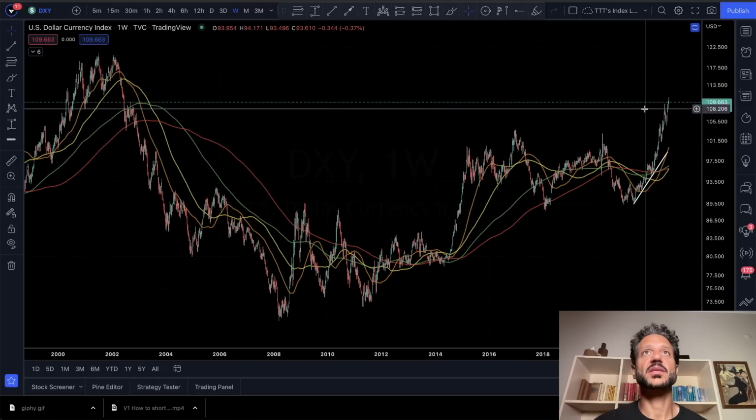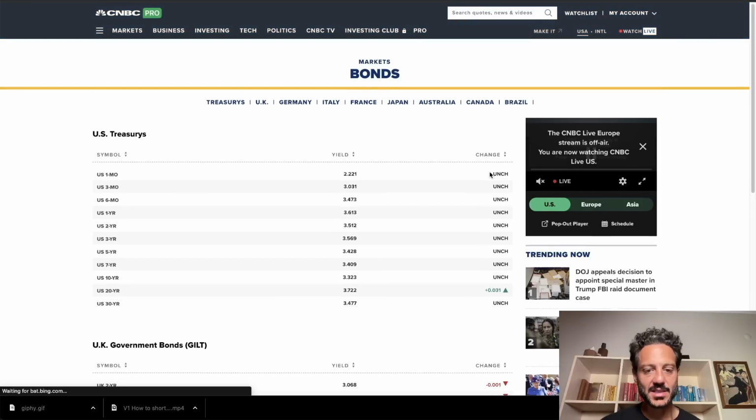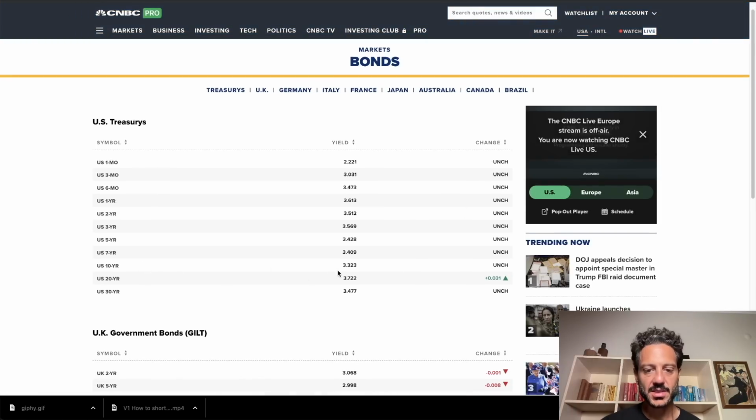The more that the Dixie goes up, the worse it is for stocks, because the US dollar is getting more expensive. And that also means that multinational companies that have interests abroad, their profits and revenues are dropping because of the exchange rate. And lastly, let's take a look at the bond yields. You can see that the 10-year is back well above 3.3.